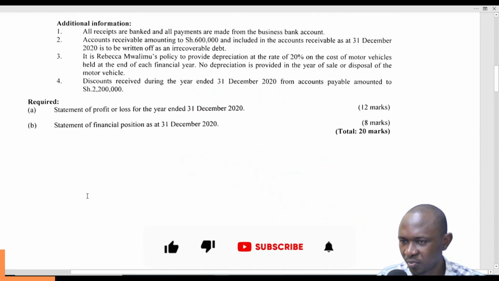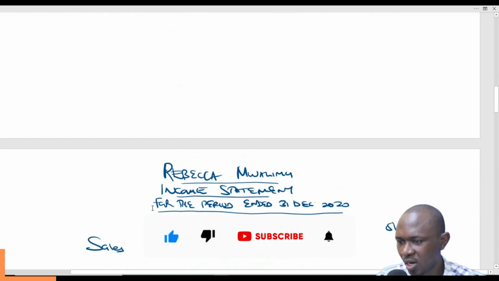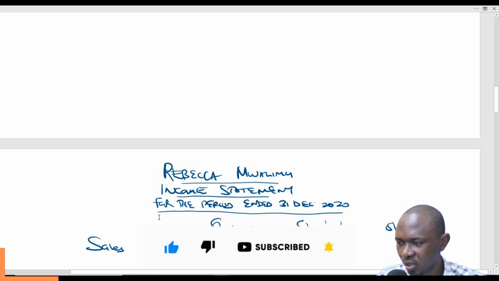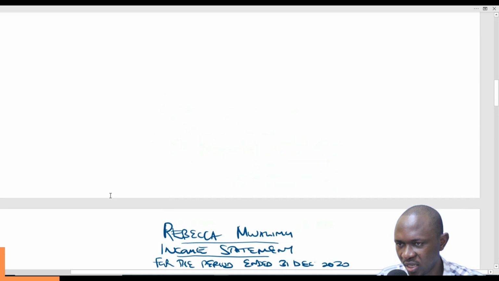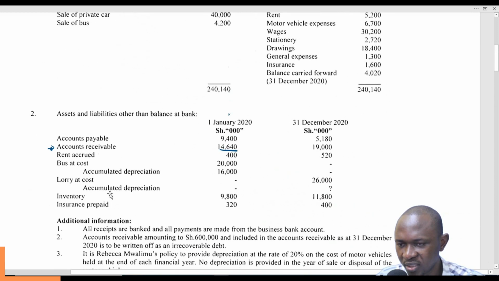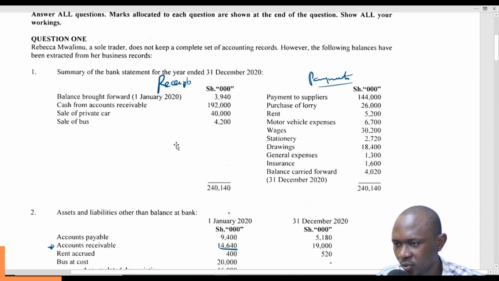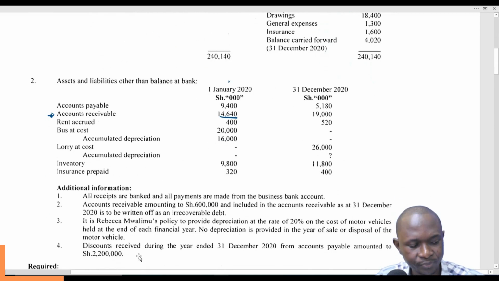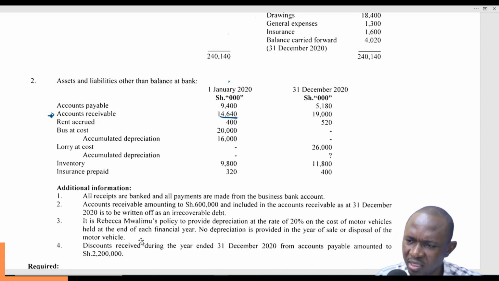We'll start with the first part. Rebecca Mwalimu income statement for the period ended 1st Dec 2020. Then we prepare the columns and then sales. For the sales, we have to come here and find our sales. That is the trading part of the income statement. Normally, it's trading account, P&L account, and then appropriation account. So for the trading account, it's just sales less cost of sales, and we have gross profit.